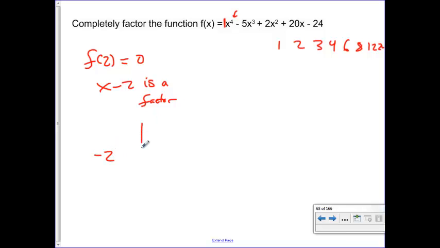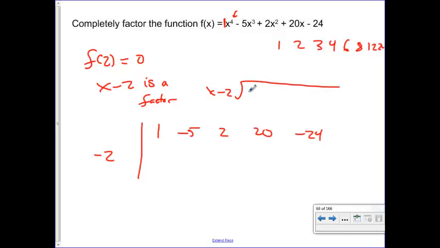Just watch for a second here. Go minus 2, and we're going to divide it into 1x to the 4 minus 5x to the 3, 2x squared, 20x, and minus 24. You guys recall the setup from yesterday? Because minus 2 is the factor.